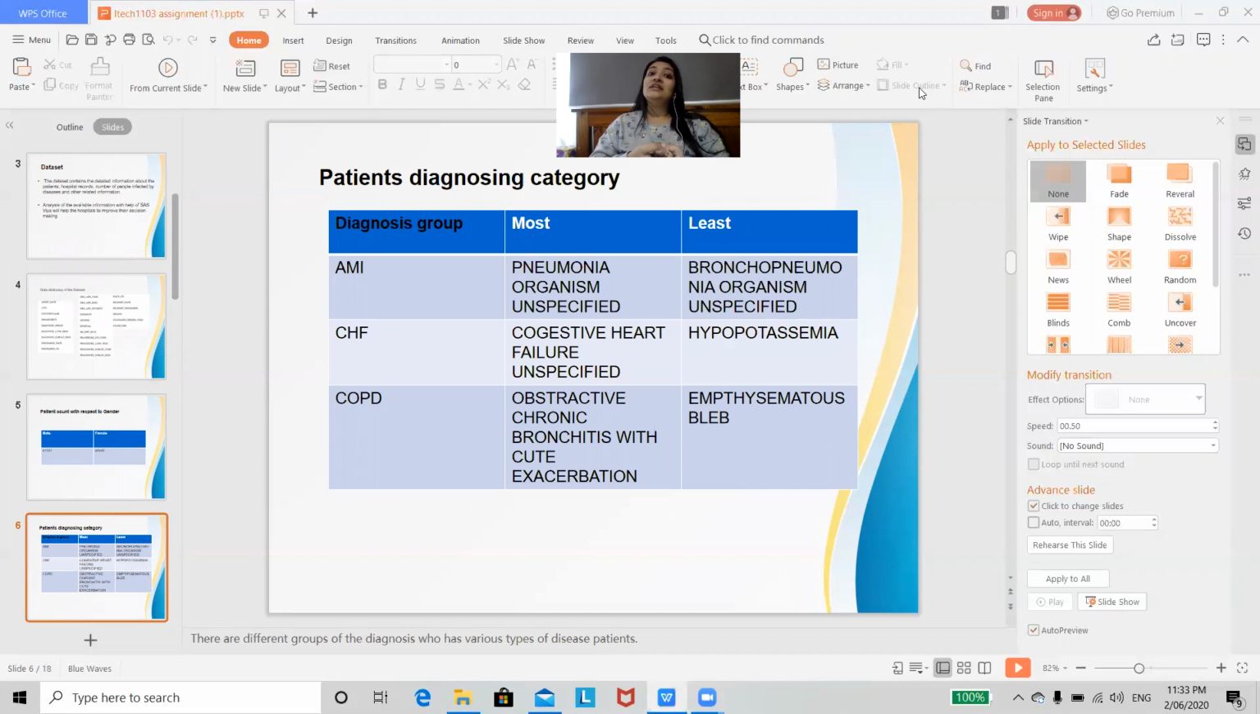Patient diagnostic categories are AMI, CHF and COPD. The most and least common diagnosis groups are unspecified organisms, and unspecified congestive heart failure, chronic, acute, exacerbation, bleed.